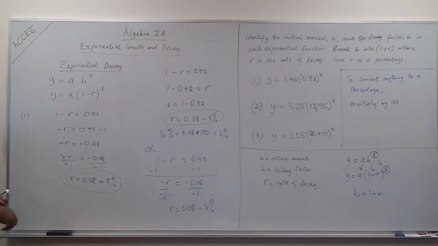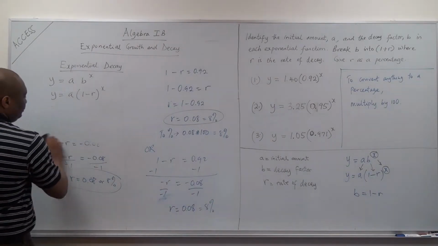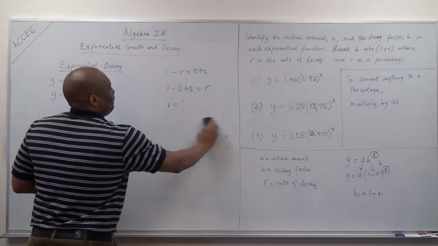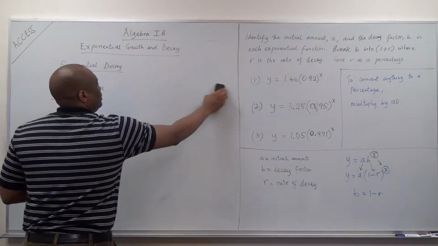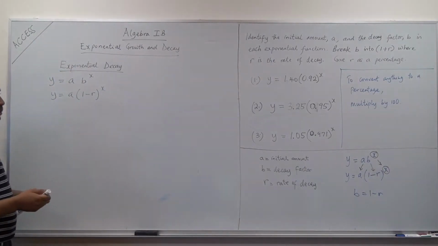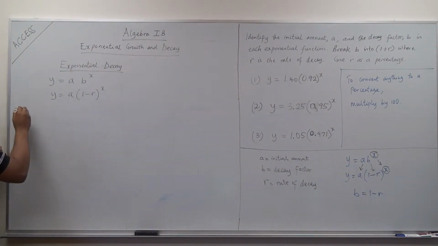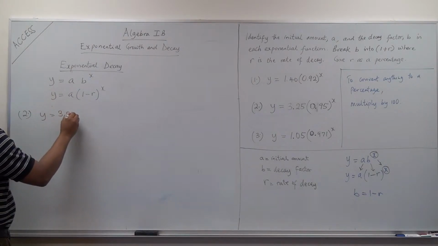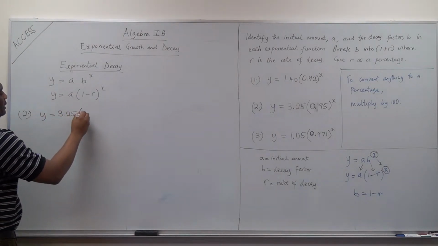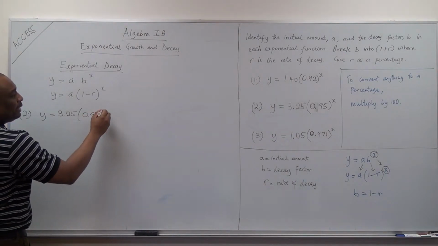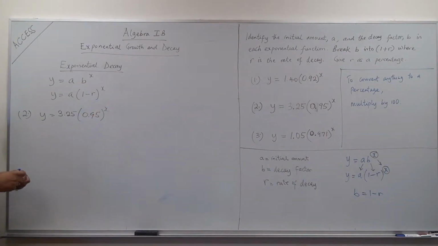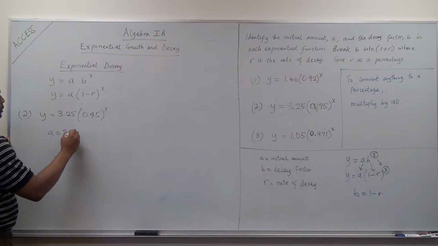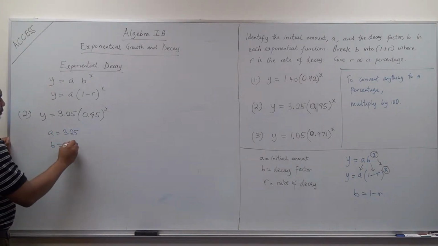Now let's go ahead and do 2 and 3. If you have any questions on this, you just shoot me an email. Number 2, we have y equal to 3.25 times 0.95 raised to power x. So the initial amount A is 3.25, B is 0.95.